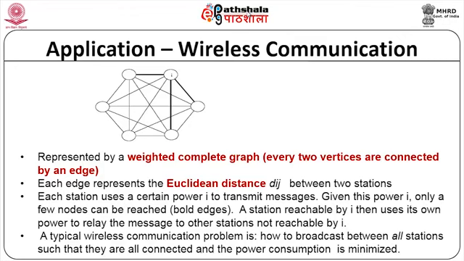You can represent this network by a weighted complete graph. Every two vertices are connected by an edge, and each edge represents the Euclidean distance dij between the two stations. Each station uses certain power to transmit messages. Given this power, only a few nodes can be reached, the bold ones. A station reachable then uses its own power to relay the message to other stations not reachable. A typical wireless communication problem. So, how to broadcast between all stations so that they are all connected and the power consumption is minimized. This is a typical constraint satisfaction problem that you can solve with graphs.